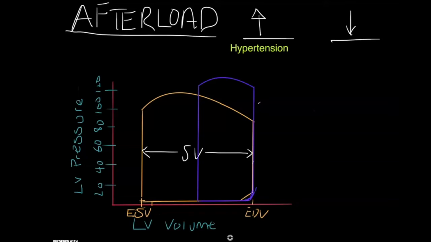Okay, let's talk now a little bit about afterload. All right, so let's talk a little bit about this. Afterload, like I was mentioning before, is essentially the back pressure that the ventricle has to pump against. So what can happen in an increased afterload, an example of which is hypertension, a classic silent killer that many Americans and people across the world deal with. We have a lot of medications to combat this, a lot of issues, a lot of comorbidities that are associated with it.